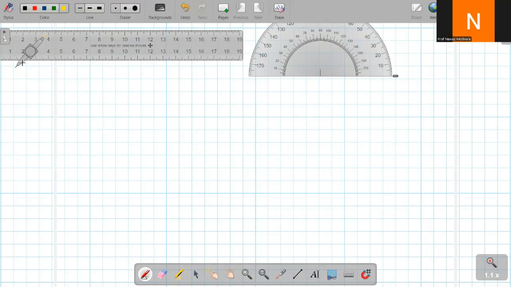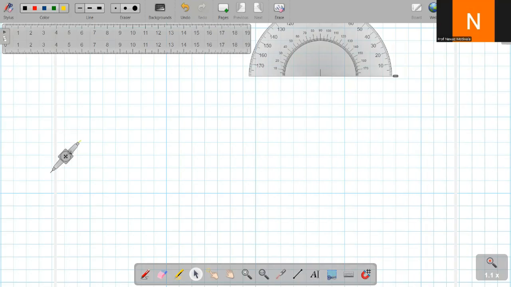First we need to draw a circle. As per the question, we need to draw a circle of diameter 70 mm, that is radius 35. So I will measure 35 in the compass, 3.5 cm, and then we will make a circle.